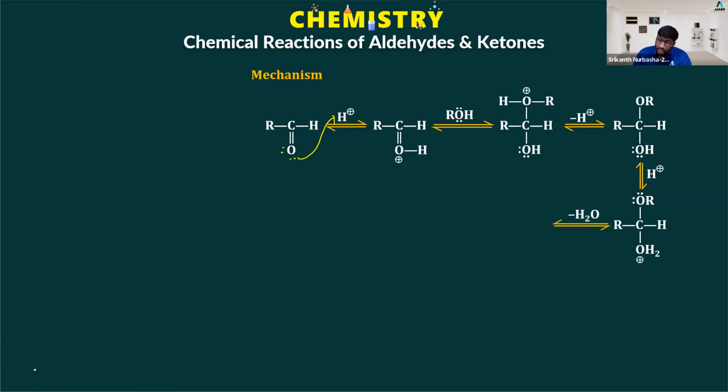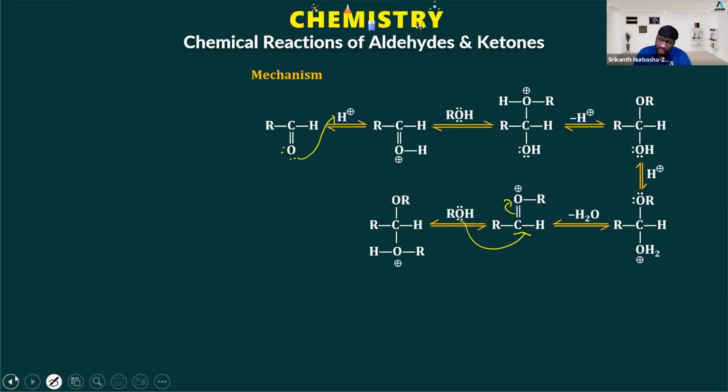The alcohol reacts, loss of water occurs, and you generate this particular intermediate, R-C double bond O with a positive charge on oxygen. Now this carbon is again going to be an electrophilic carbon. Again, R-OH will try to attack, the pi electron density moves away, and you generate R-CH-OR and OR-OH with a positive charge on oxygen.